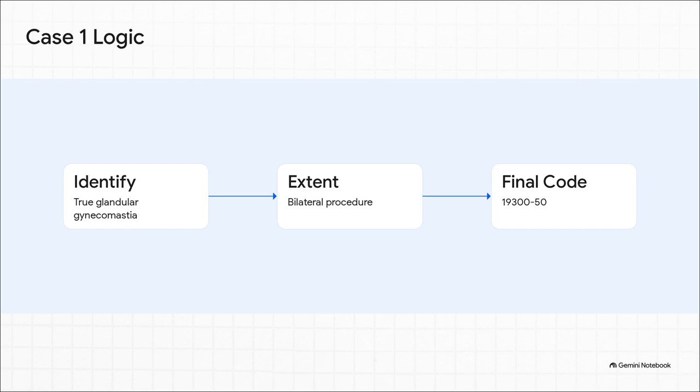Well, following our logic tree, the confirmed dense glandular tissue points us squarely to true gynecomastia. It completely rules out a simple mass or just fatty tissue. The extensive nature of the removal definitely justifies the mastectomy code. And because it was performed on both breasts, the bilateral nature lands us perfectly on 19300 with a modifier 50.